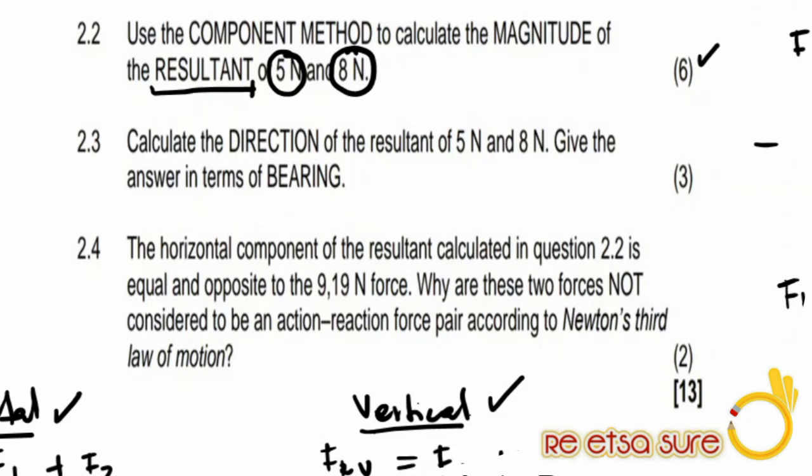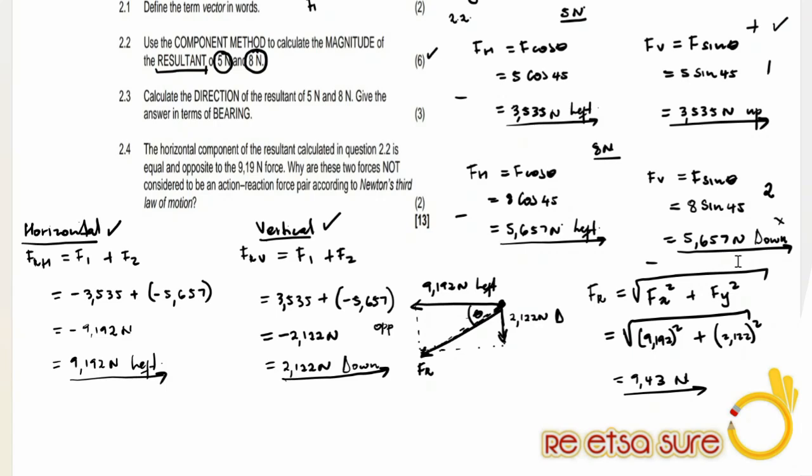So now 2.3, 3 marks. Calculate the direction of the resultant of 5 Newton and 8 Newton. Give the answer in terms of bearing. Okay? When they say that we must give our answer in terms of bearing, they are simply telling us that we must measure our angle from north in a clockwise direction to our resultant.